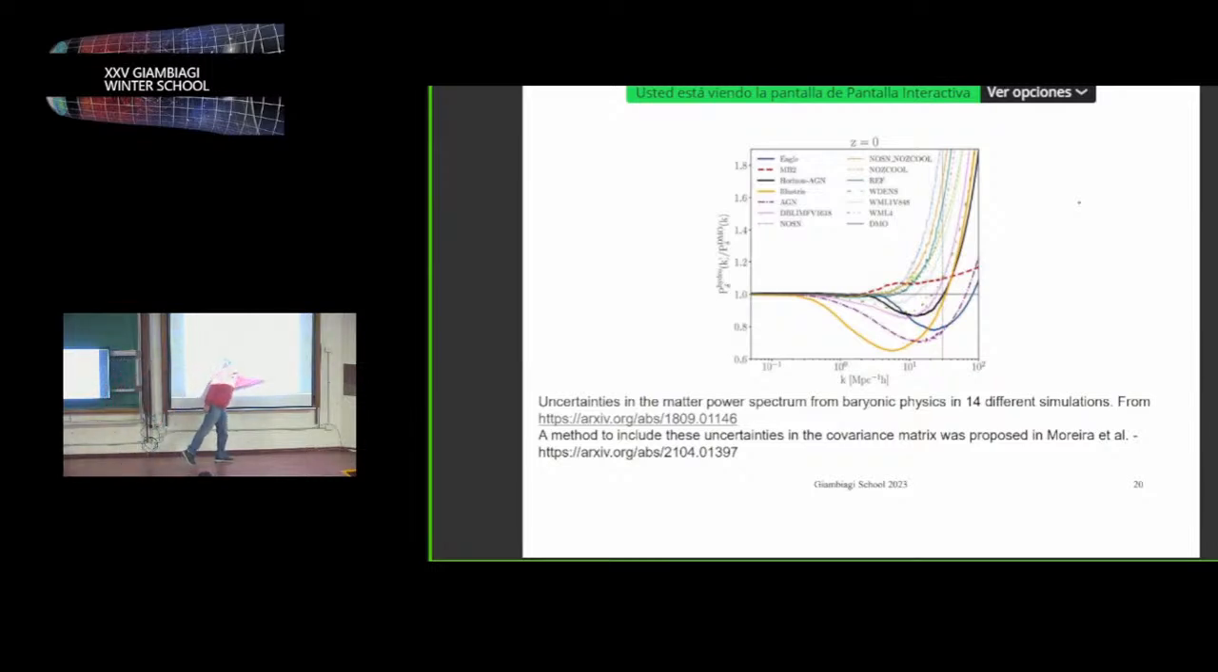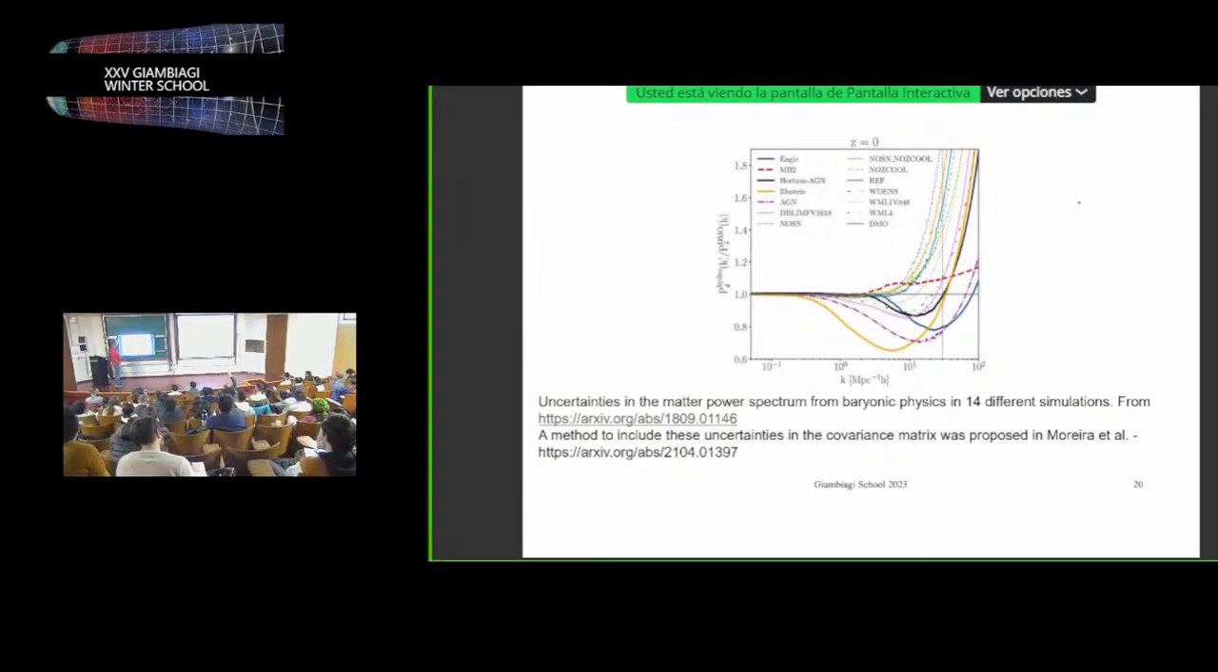I had a master's student who looked at this and tried to parameterize the uncertainty due to baryons that can be inferred from these baryonic simulations, into an uncertainty that you can add to the covariance matrix, the error matrix that you use in the theoretical analysis. I think we were successful, but this has not been used yet. This just shows that there are uncertainties, even if you do the simulations.